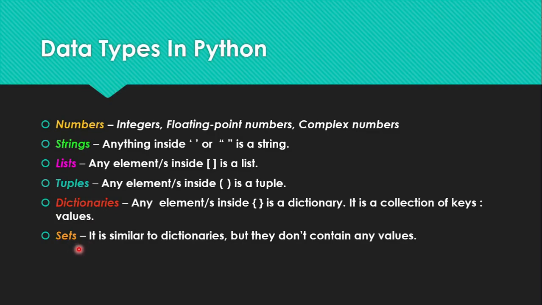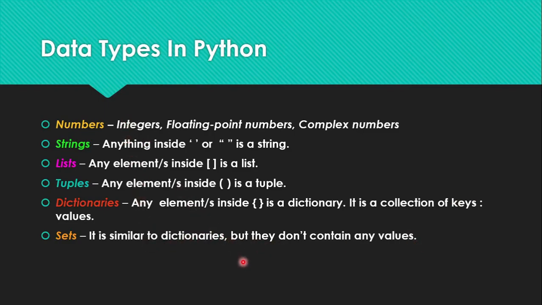And sets are similar to dictionaries, but they do not have any values. They have only keys. As you have studied in your classes 11 and 12, that is sets and relations and functions, you can perform all those functions right here. So this is about the data types.